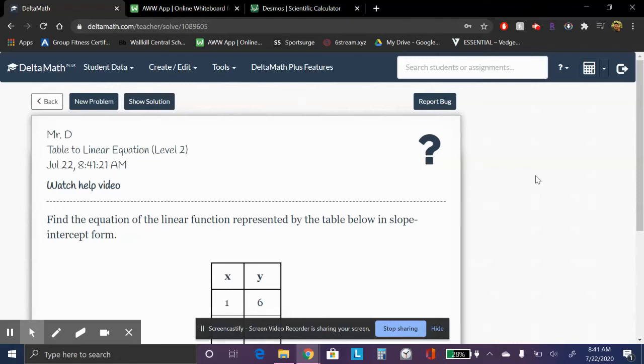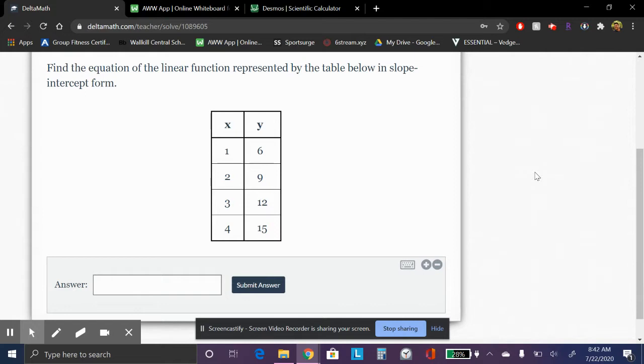Today's video, we're going to be looking at more tables to linear equations. So in the last lesson, when we did level 1, we could easily determine where the y-intercept is in the table just by looking at where x is 0. Now, these are not necessarily going to be as clear where x is 0 or not, but we can figure them out. All right, so let's look at this table right here and try to determine the equation.